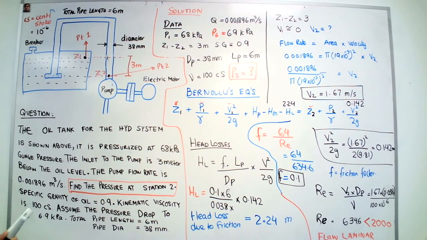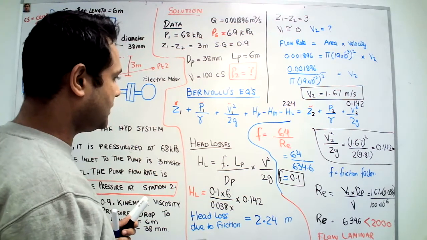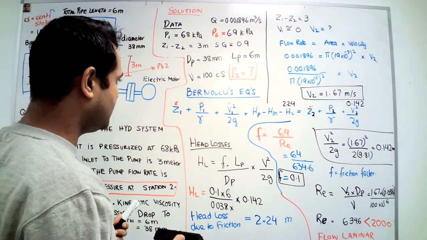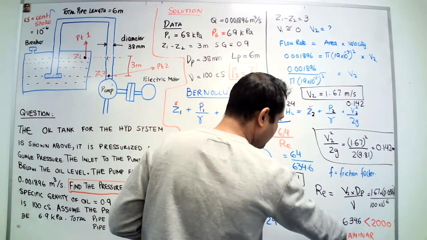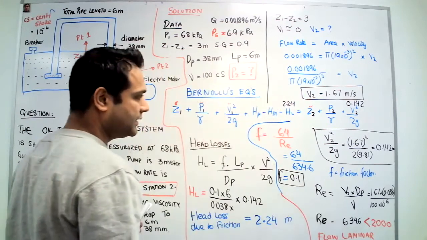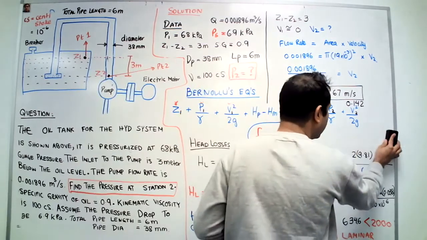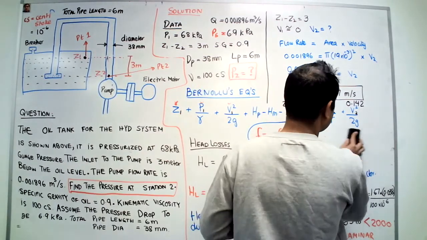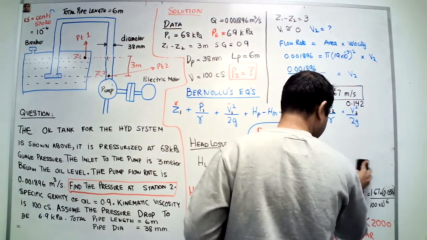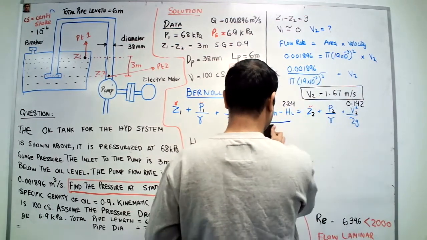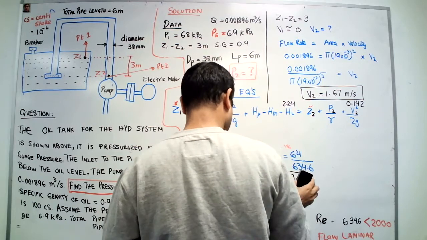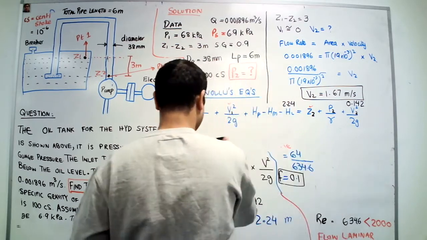Okay, I'm just going to write F is 0.1. Yeah, so we got F 0.1 and Reynolds number 634.6. Yep, so I should rub that one out because that's here. Friction factor, Reynolds number. 2.24, that's head losses.